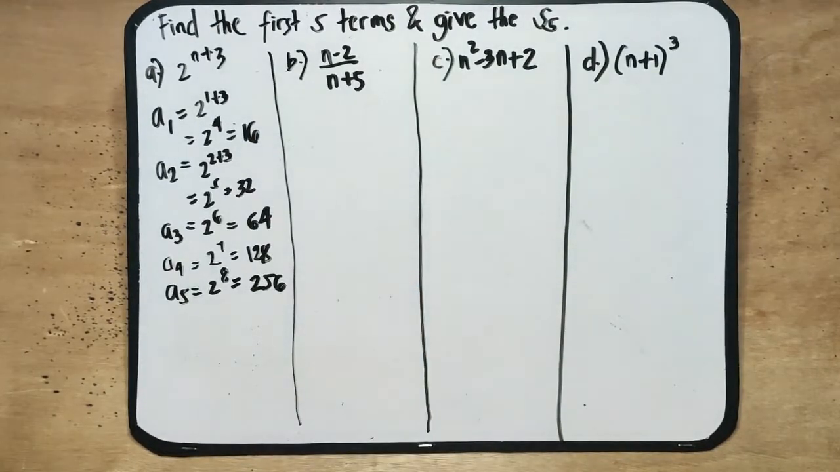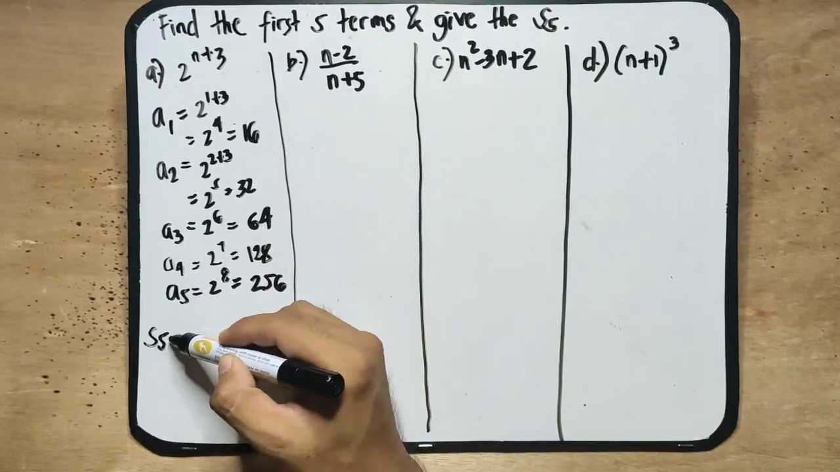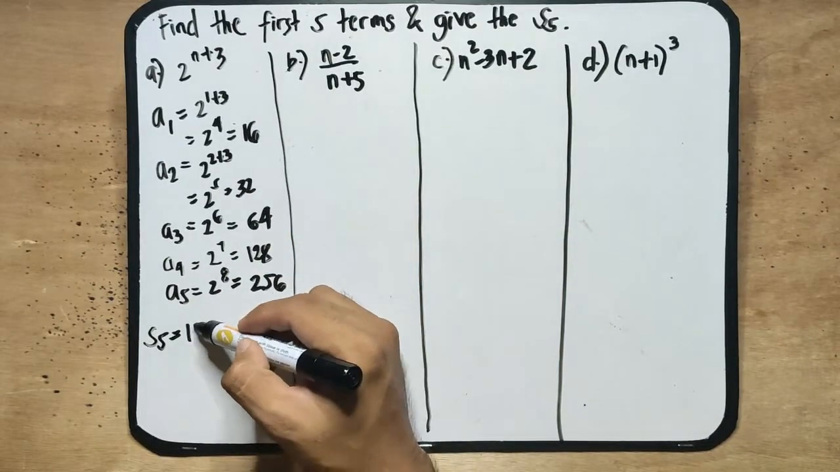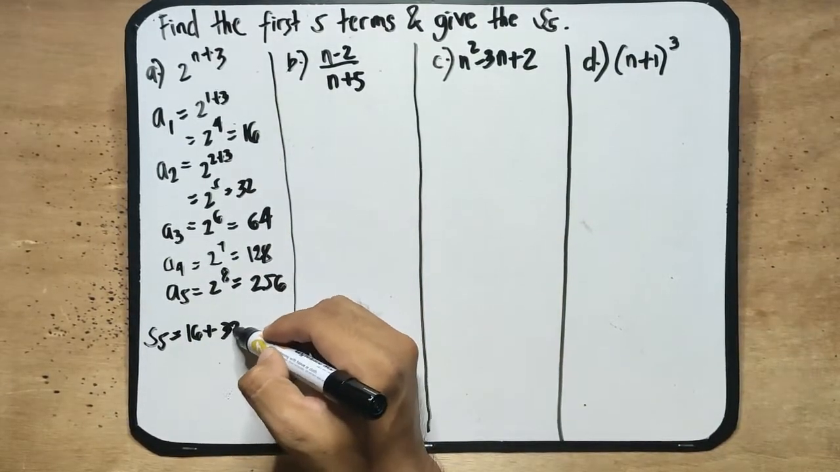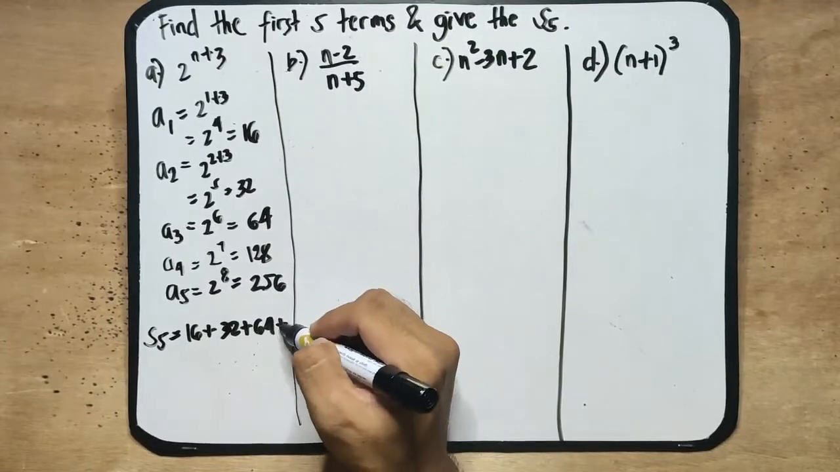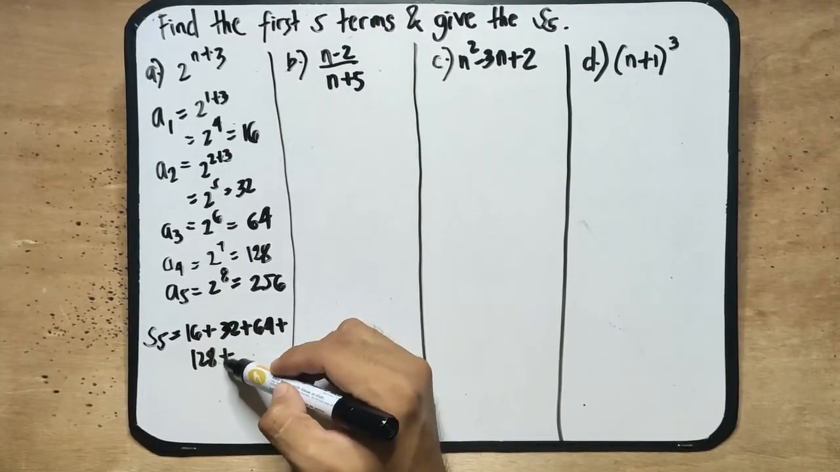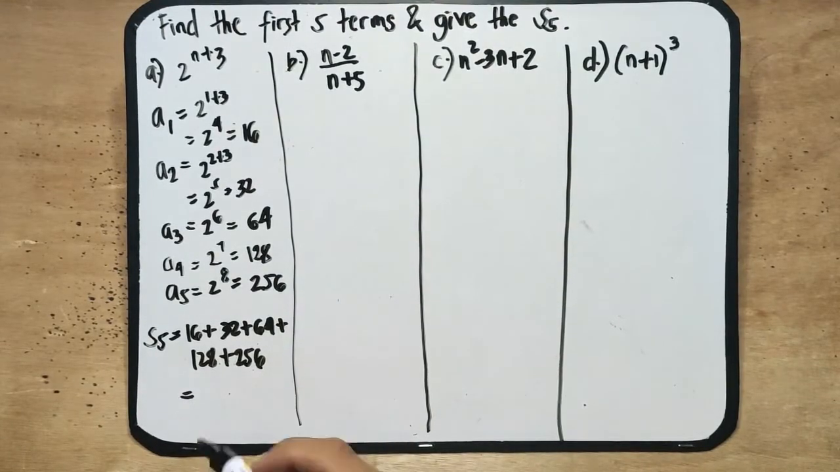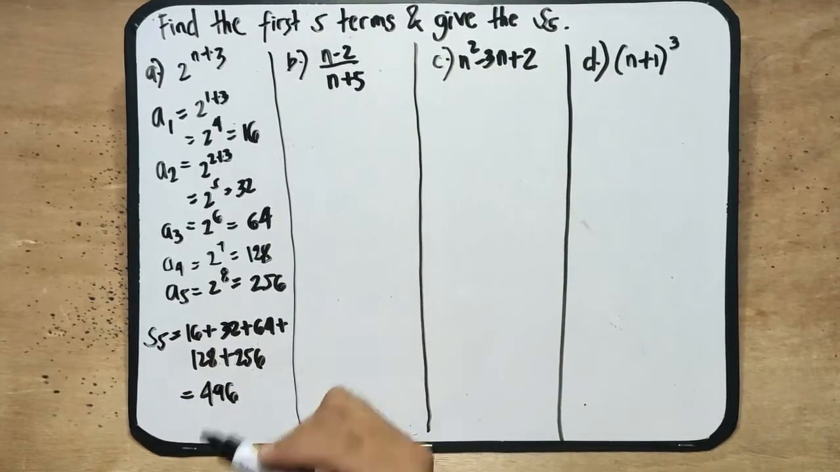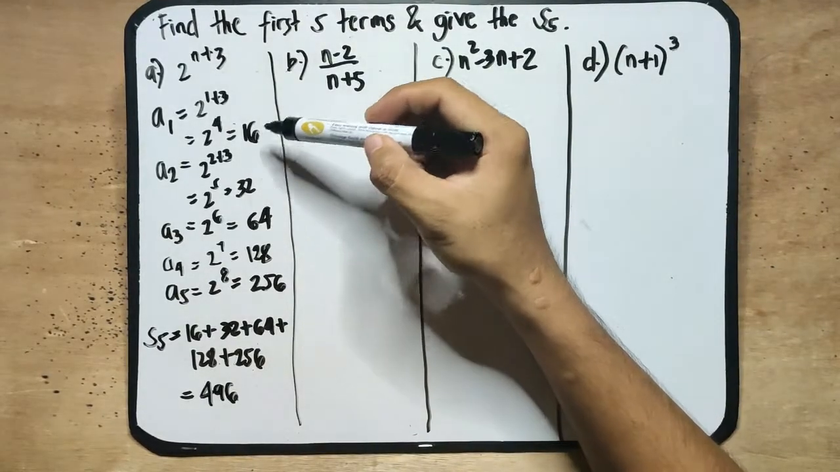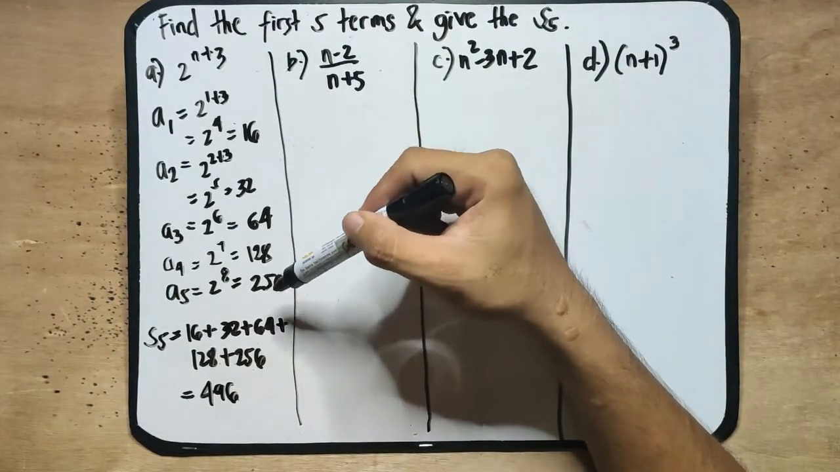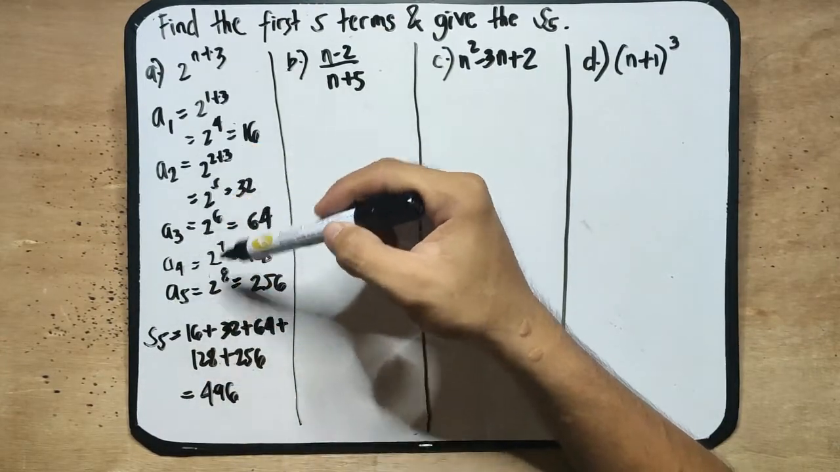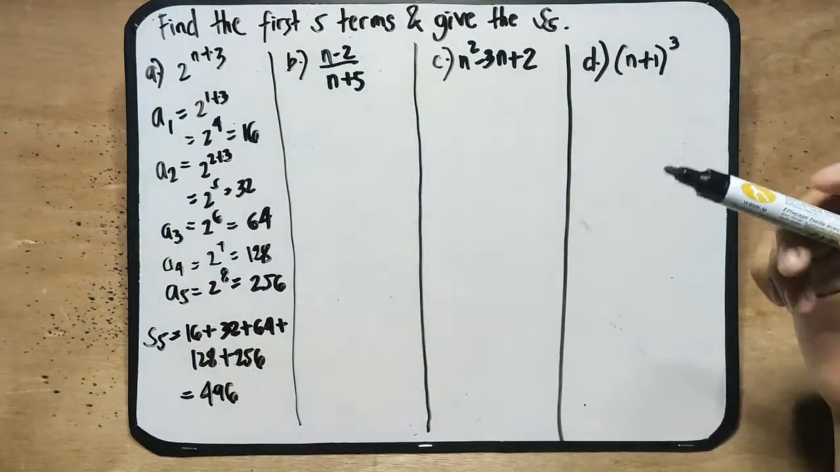That is 256. So to obtain the sum of these terms, we add the first 5 terms, we have 16 plus 32 plus 64 plus 128 plus 256. So that will give us 496. So therefore, the first 5 terms are 16, 32, 64, 128, and 256. And S sub 5, or the sum of the first 5 terms, we have 496.